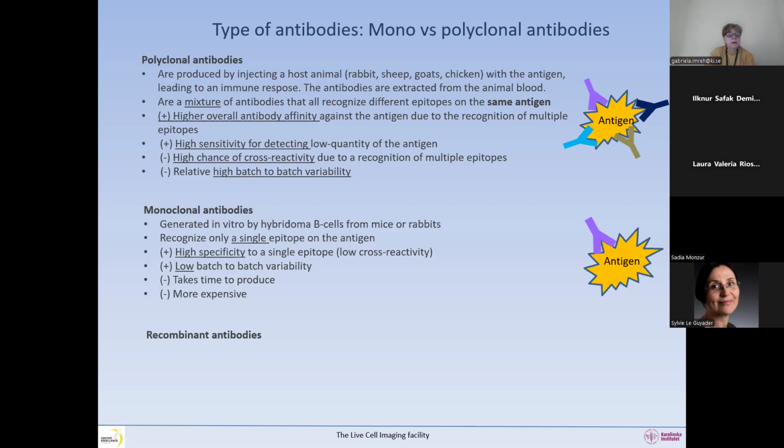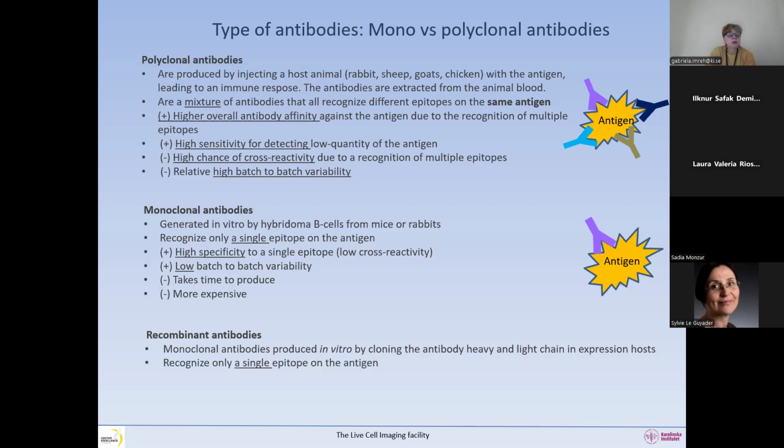rabbits. We have also recombinant antibodies, which are produced in vitro by cloning the heavy and light chain in an expression host, and then purifying the antibodies. They will only recognize a single epitope on the antigen, and they show very, very little batch-to-batch variability.